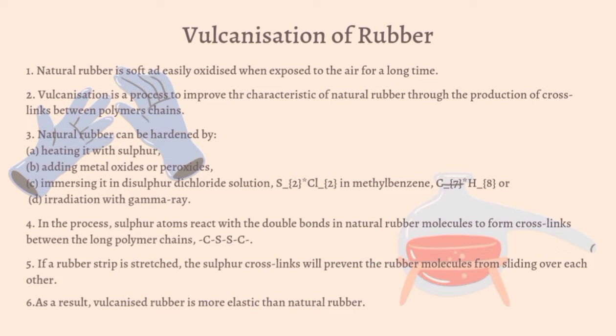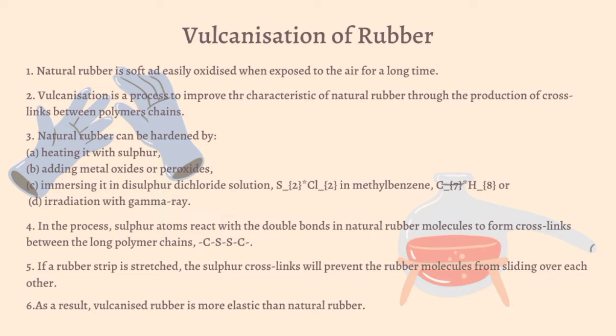Vulcanization of rubber. Natural rubber is soft and easily oxidized when exposed to the air for a long time. Vulcanization is a process to improve the characteristics of natural rubber through the production of crosslinks between polymer chains. Natural rubber can be hardened by heating it with sulfur, adding metal oxides or peroxides, immersing it in the sulfur dichloride solution in methylbenzene, or irradiation with gamma ray.